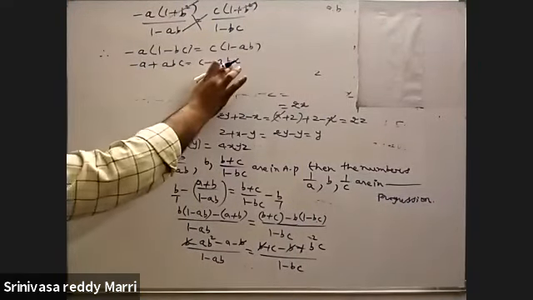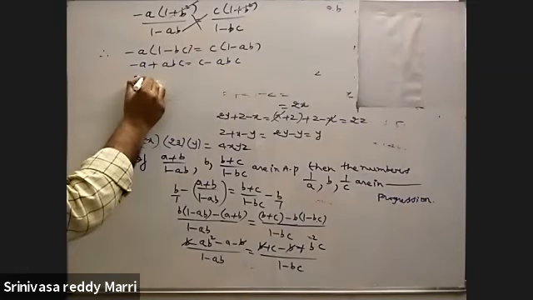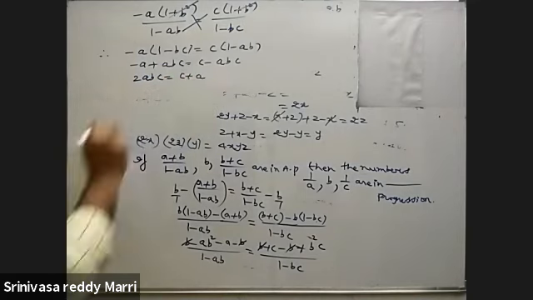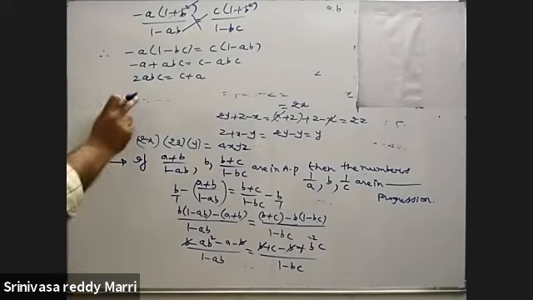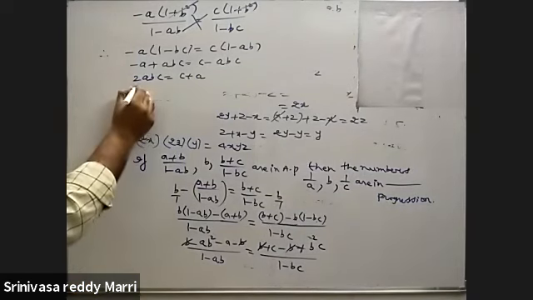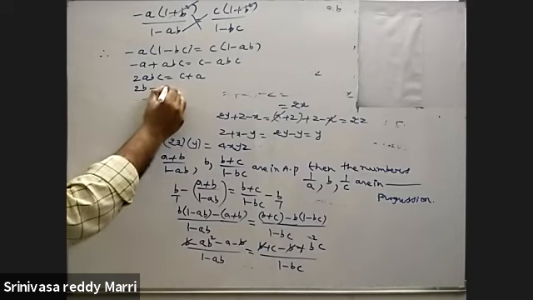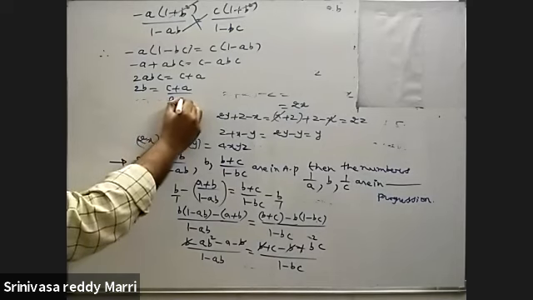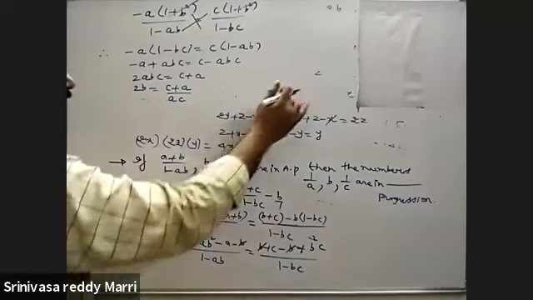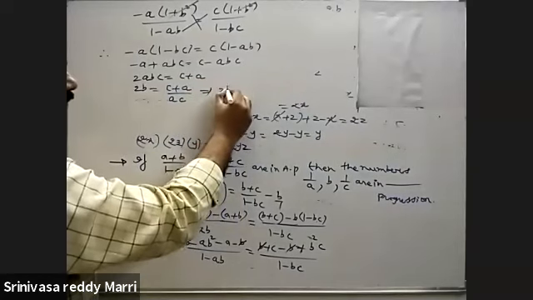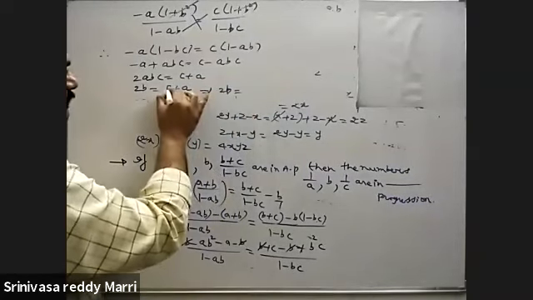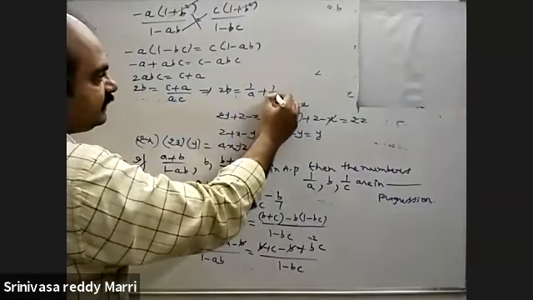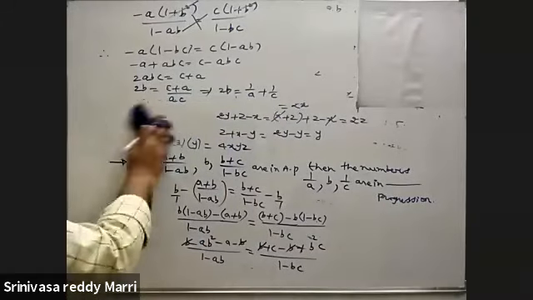Now I am bringing abc this side and a that side. So 2abc equals c plus a. Now I am bringing this ac that side. That means 2b equal to (c + a) divided by ac. So 2b equals c divided by ac plus a divided by ac, that is, 1 by a plus 1 by c. Now look at what he is asking the question.